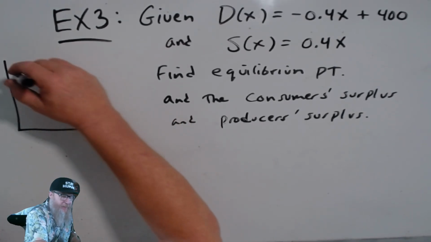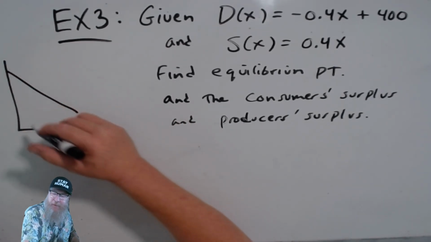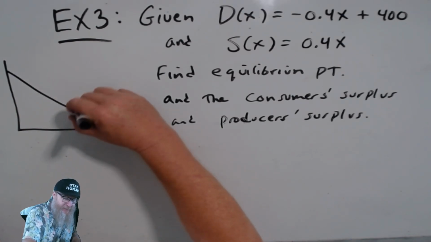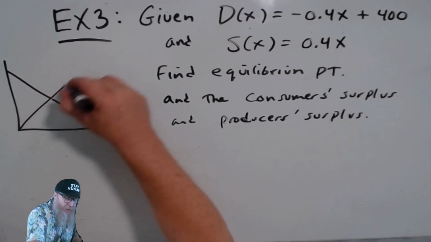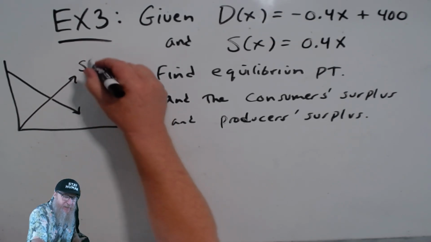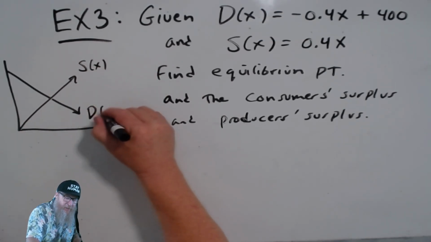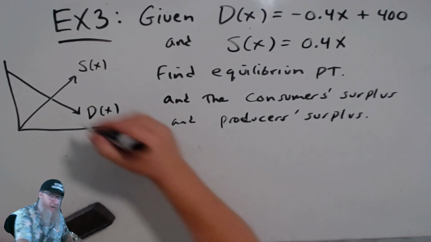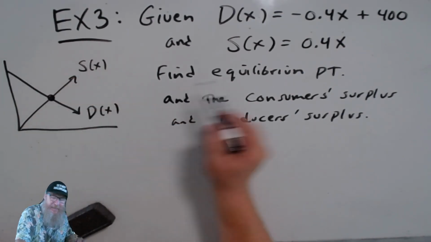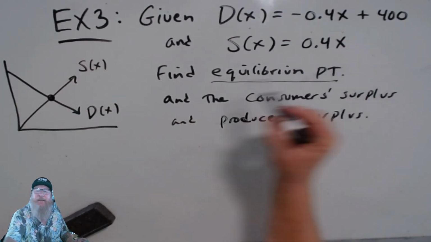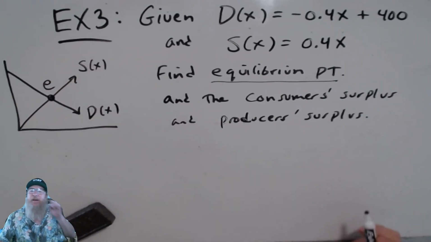I mean, I considered having some graphing problems here. I actually like to think about the graph without actually drawing it. So you have your S is the increasing one, your D is the decreasing one. It just kind of gives you an idea of what you're trying to find. We'll call that E for equilibrium.